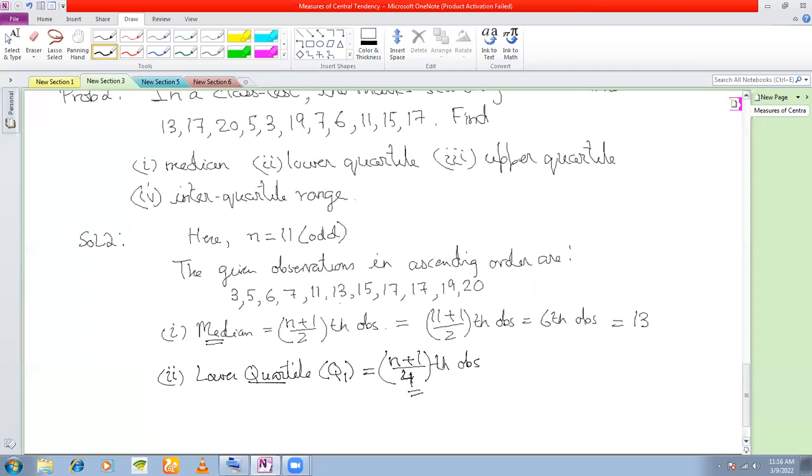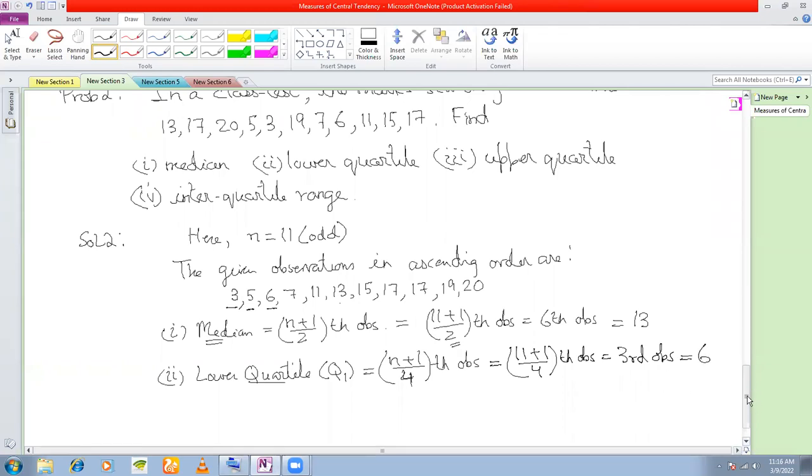Median means mid, right? In between values. That is why you have a 2 here. Okay, so you have a 4 in the denominator there. So you have lower quartile n plus 1 by 4th observation, which is equal to 11 plus 1 by 4th observation, which is 12 by 4, which is 3rd observation. And which one is the 3rd observation from the left? First, second, and you have your 3rd observation, which is 6. So you have 6 as your lower quartile.